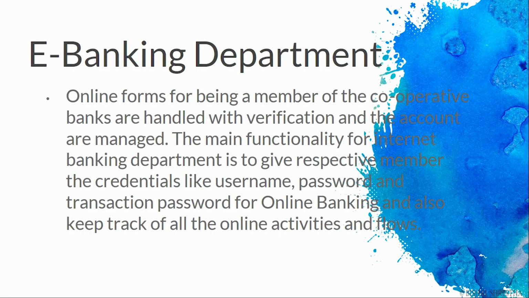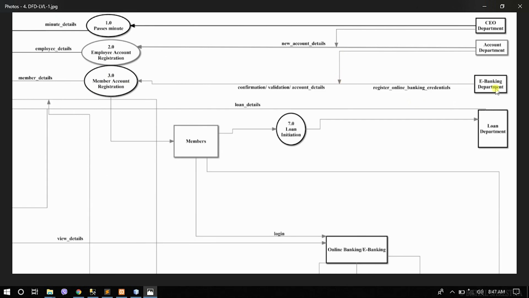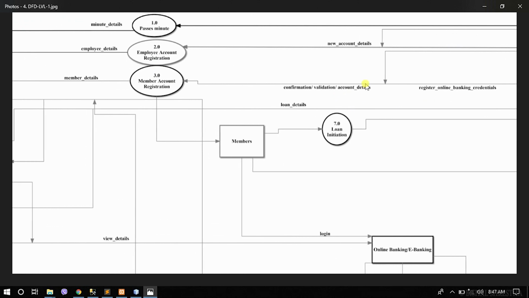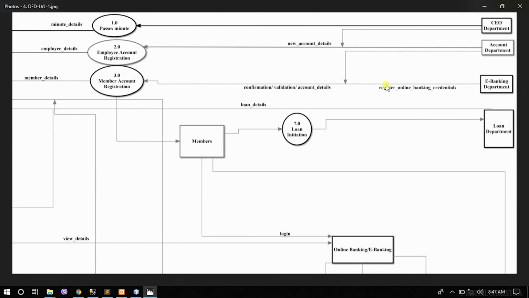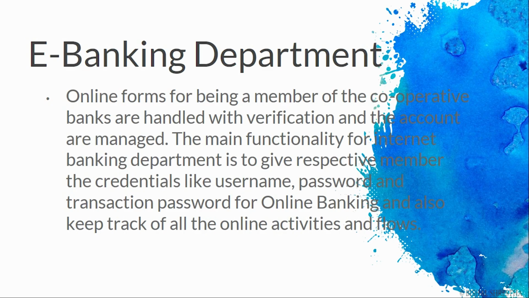E-banking department. So online forms for being a member of the cooperative banks are handled with verification and the accounts are managed. The main functionality for the internet banking department is to give the respective member the credentials like username, password, and transaction password for online banking and also keep track of online activities and flows.